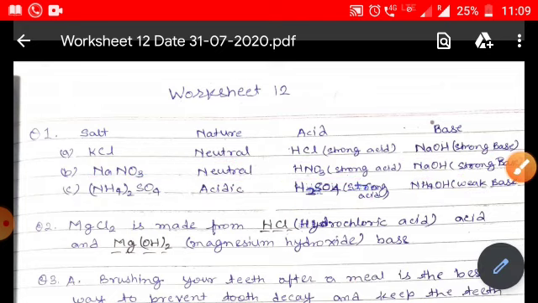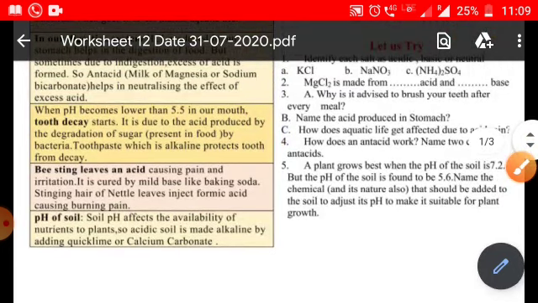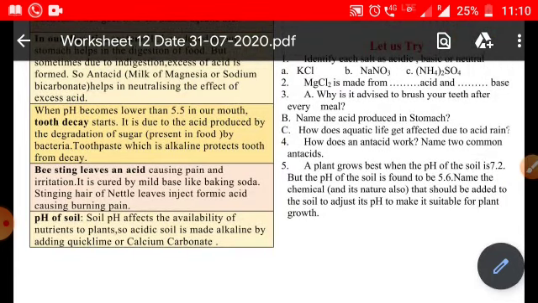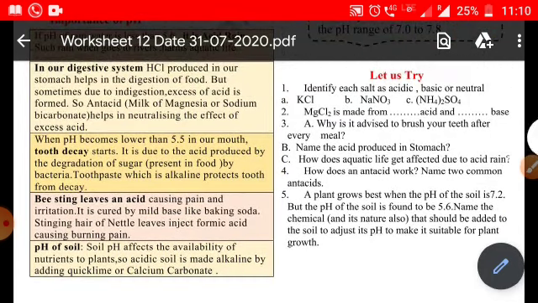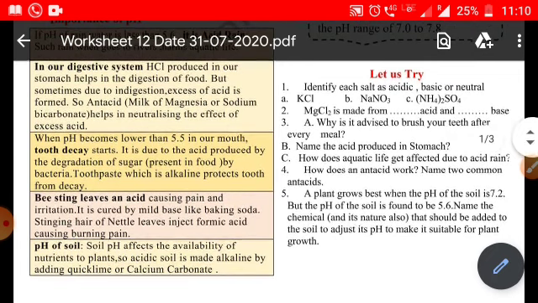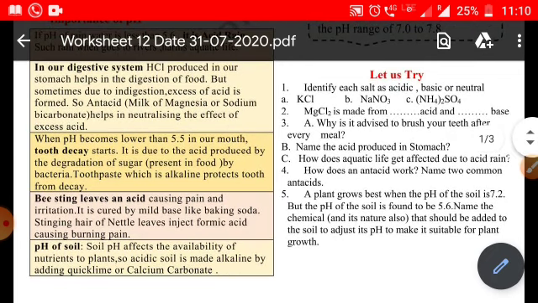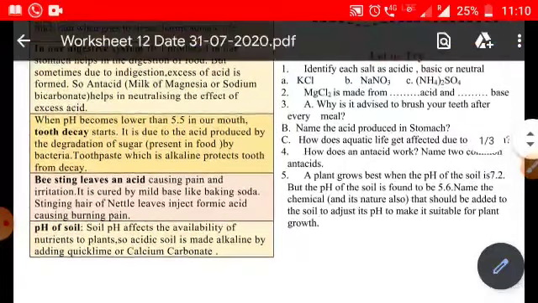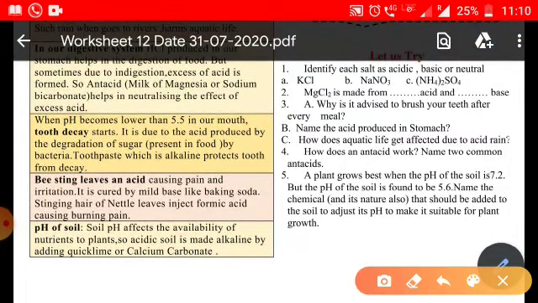After that, the second question: magnesium chloride is made from which acid and which base? Magnesium chloride is made from HCl and Mg(OH)2. HCl is the acid and Mg(OH)2 is the base.